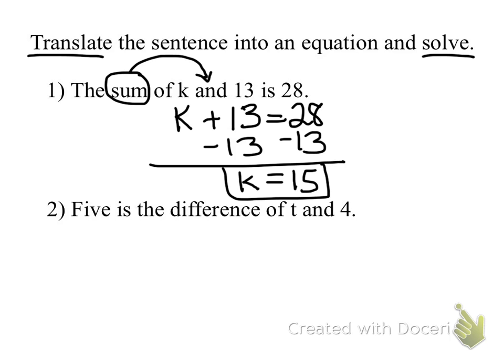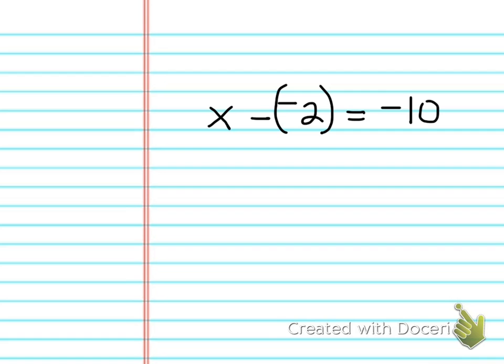Okay. You guys do number 2. Pause the recording and finish number 2. All right. So tonight you may have problems like x minus -2 equals -10. What do I do here first before I begin my inverse operations with the double signs? Right. A negative times a negative really creates a positive 2.